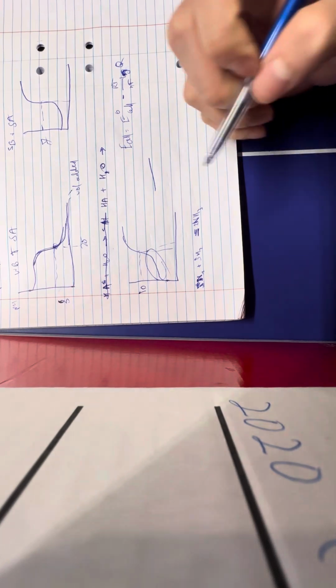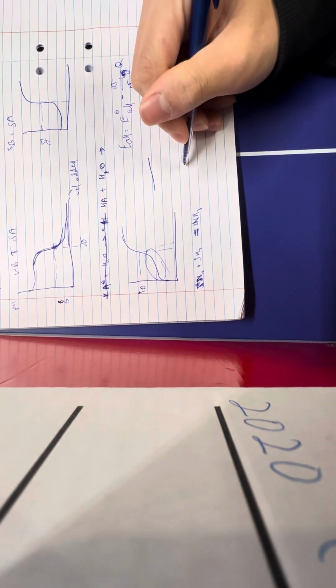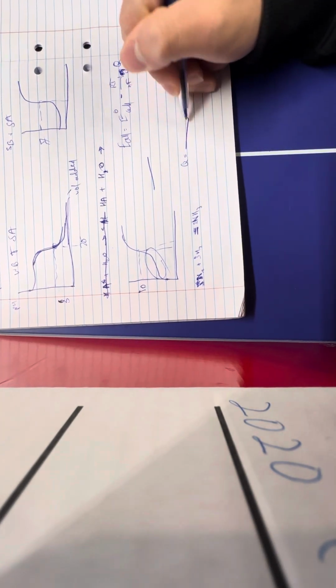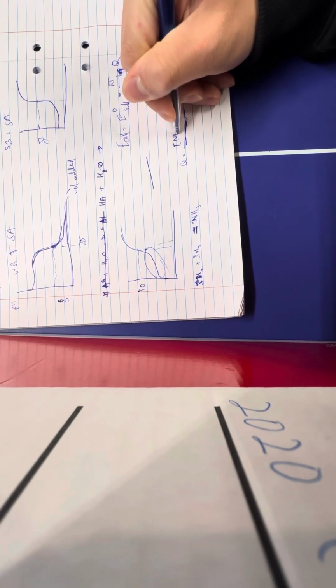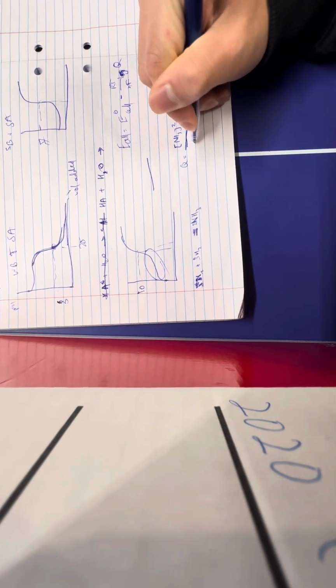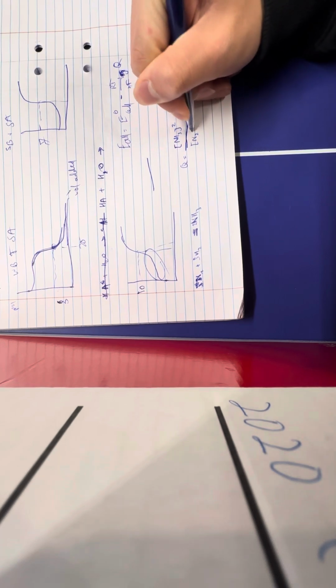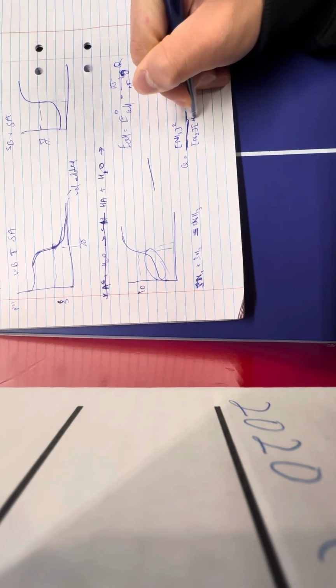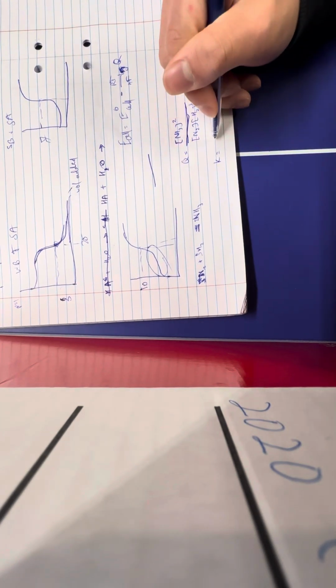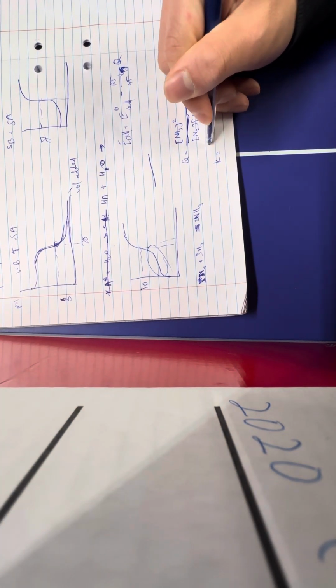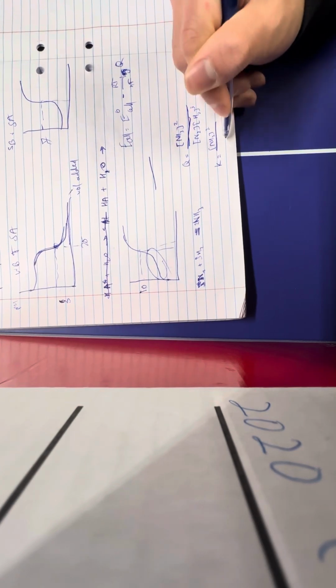N2 plus 3H2 is equal to 2NH3. So Q would be the product, so NH3, concentration of NH3 squared over concentration of N2 times concentration of H2 cubed. This is Q. K is also the same thing, but K is when all of these concentrations are at equilibrium.